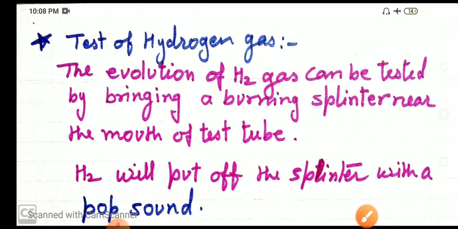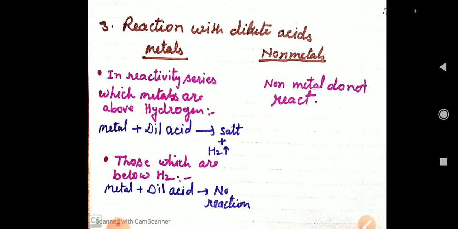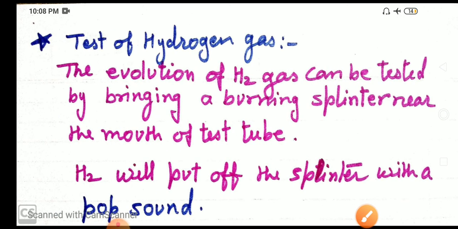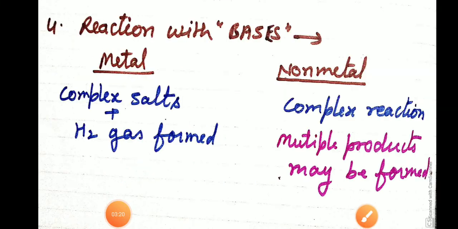Okay, the next is, I told you, when metal reacts with the dilute acid, hydrogen gas evolves. Now how will you check that the gas coming out is hydrogen? For that we can test by bringing a burning matchstick or splinter near the mouth of the test tube. If it is hydrogen gas, then hydrogen will put off the splinter with a pop sound. This is the test of hydrogen. If it happens, it proves that the gas is hydrogen.